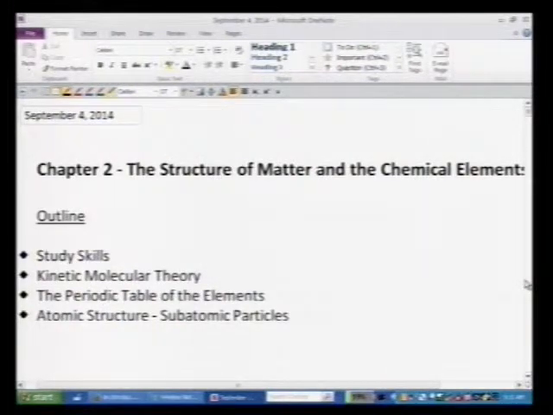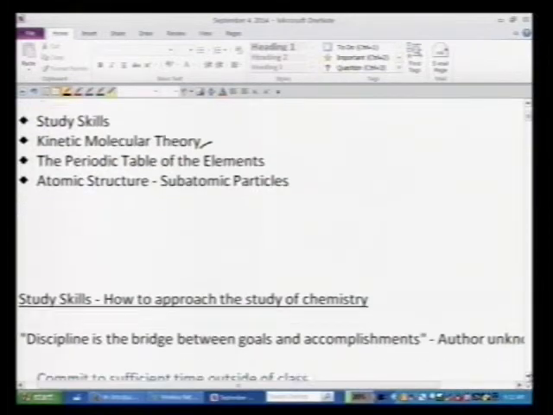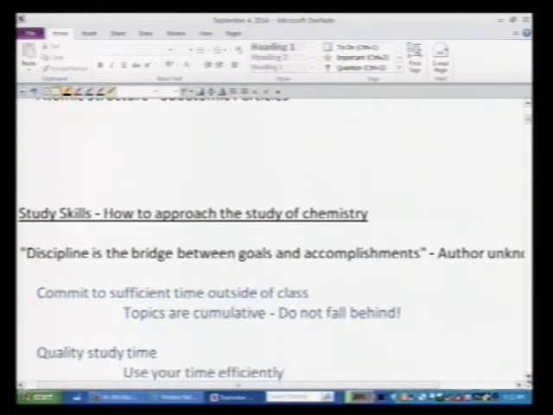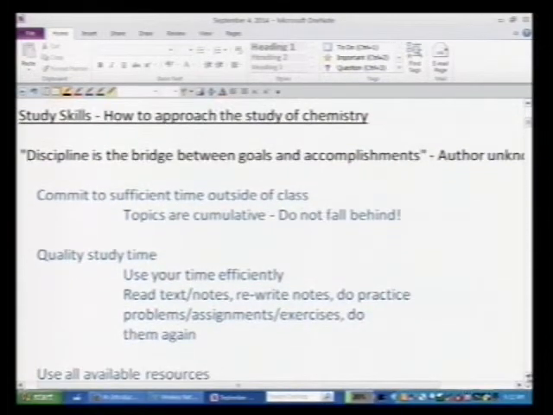Okay, so the outline we're going to go over, I'm just going to talk about some study skills. Okay, we're going to cover kinetic molecular theory, and that's probably as far as we're going to get today. And then next class, we'll start the periodic table of the elements, and we're going to do some atomic structure covering the subatomic particles. So that's probably where we're going to get to today. Okay. Stop me if I go too fast, but I do still have to cover the material in a timely fashion.